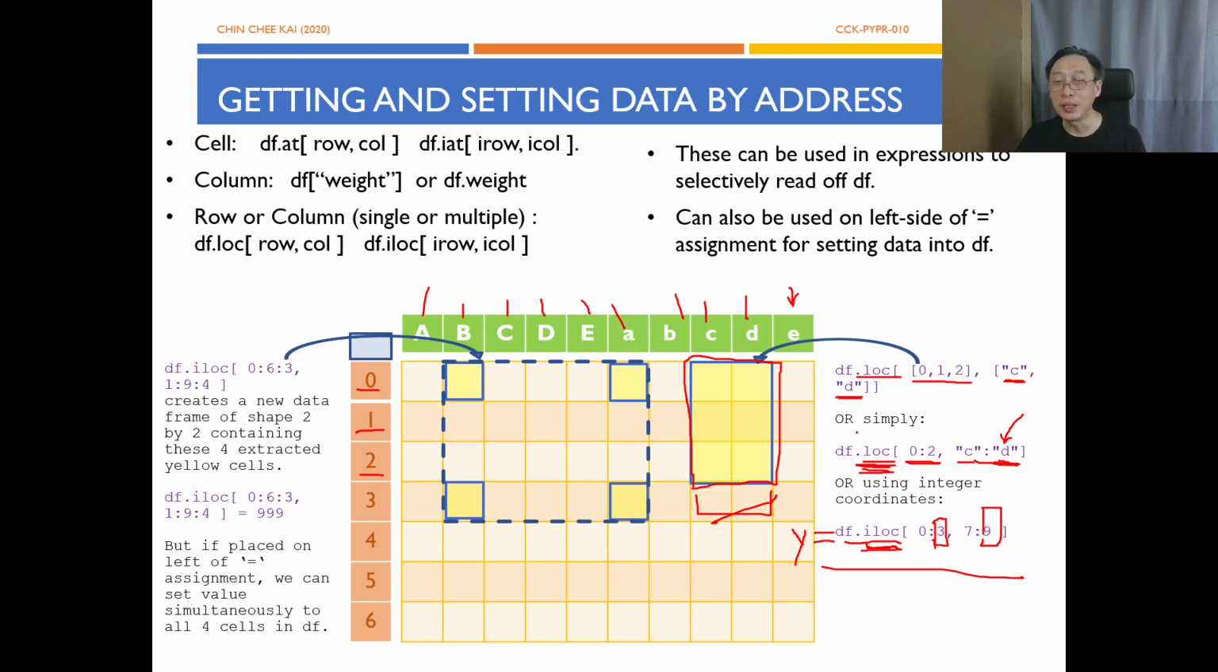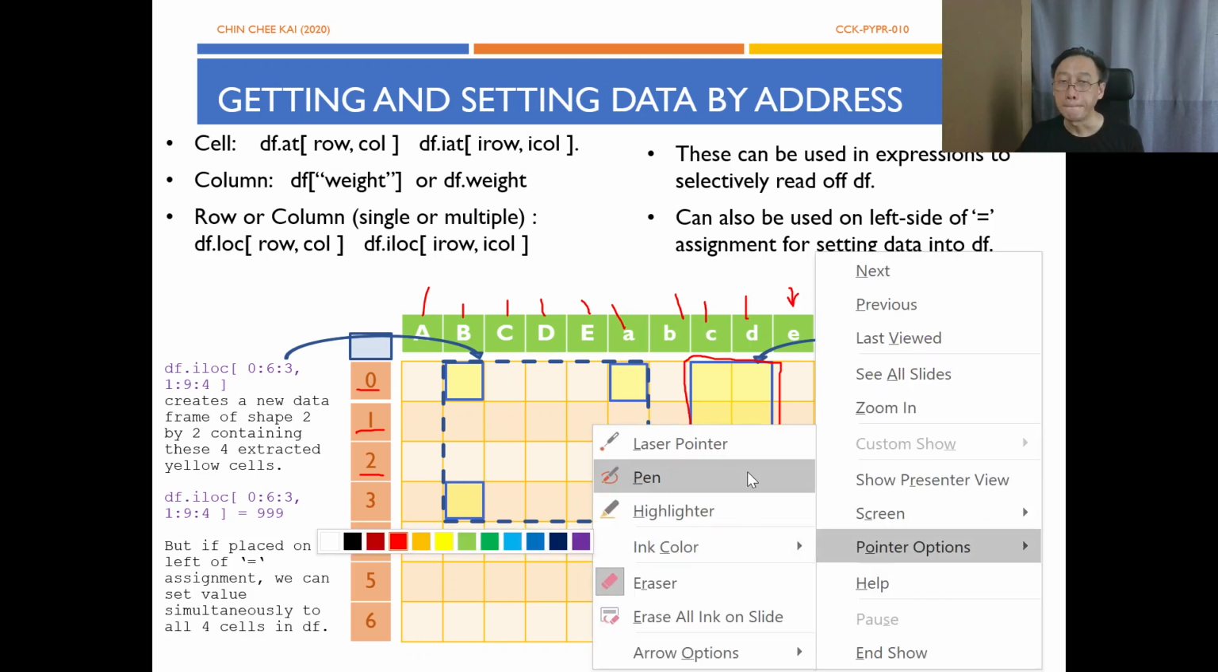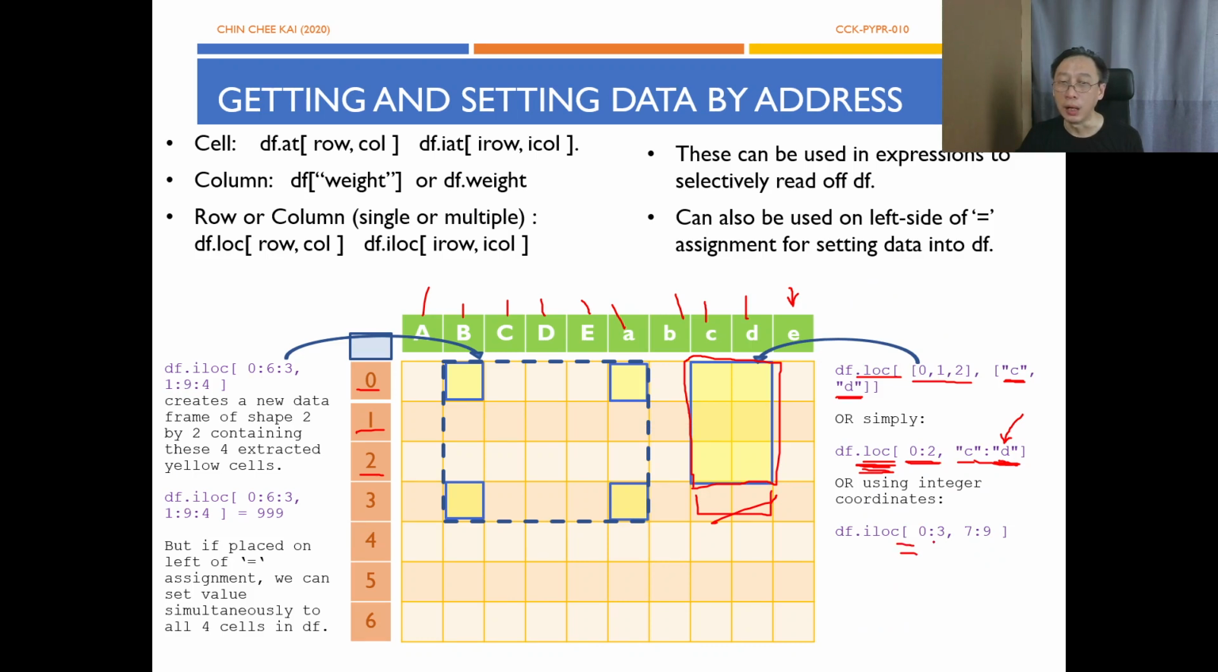What if we want to assign something, like assign the value 999, throughout all the cells here? Very simple. If you can successfully describe this for getting, then you simply place the same on the left-hand side of the equal sign, and that's it. You can now assign anything to this yellow segment. So if we just say equals 555, then all the cells here will be immediately set with the value 555.